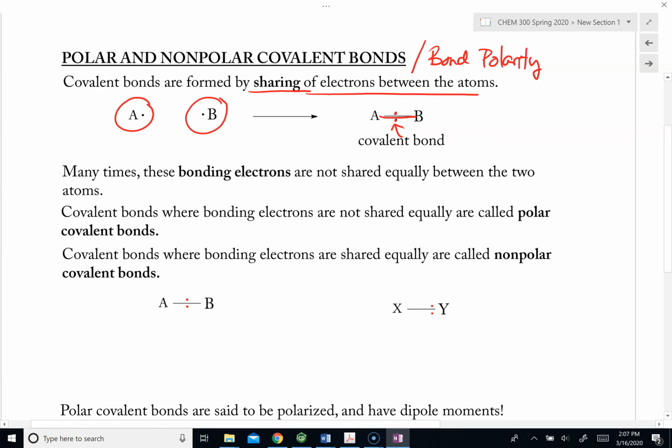And this bond is then known as the covalent bond. So again, covalent bonds are bonds that are formed due to the sharing of electrons between the two atoms. Many times, this bonding electron is not shared equally between the two atoms. A covalent bond where the electrons are not shared equally, we refer to as a polar covalent bond, whereas a covalent bond where the electrons are shared equally, we call a nonpolar covalent bond.